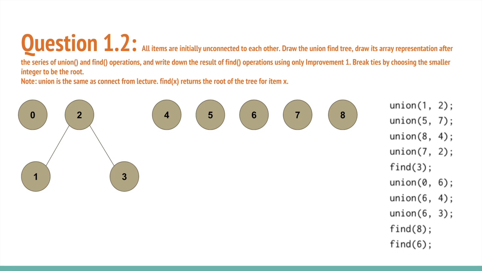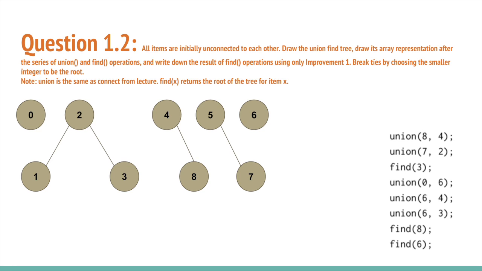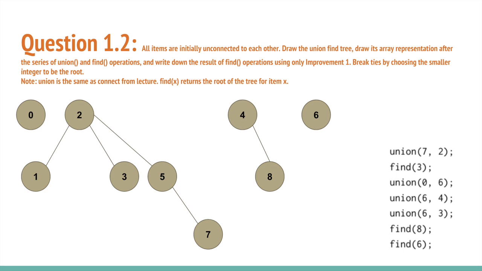Then union 5 and 7 would connect nodes 5 and 7. Then we union nodes 8 and 4. And unioning 7 and 2 would connect 7 to 2 since 2 is part of a larger tree. Then calling find 3 will return the root, which is 2.